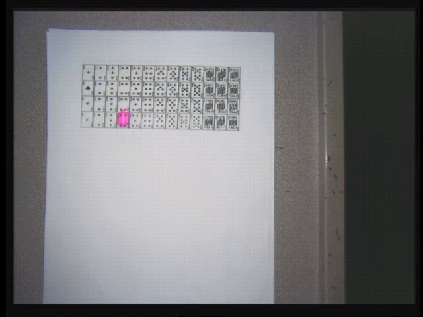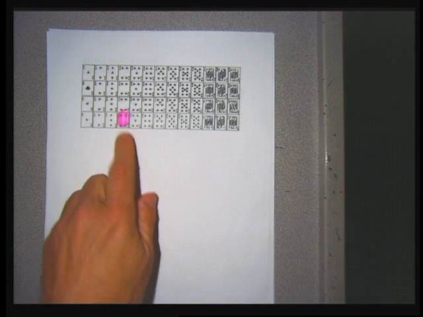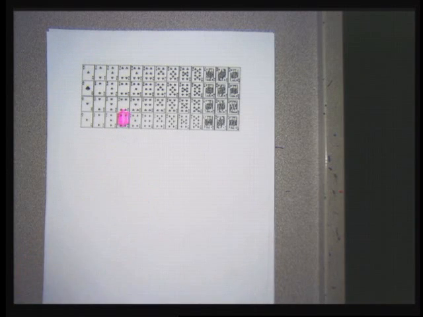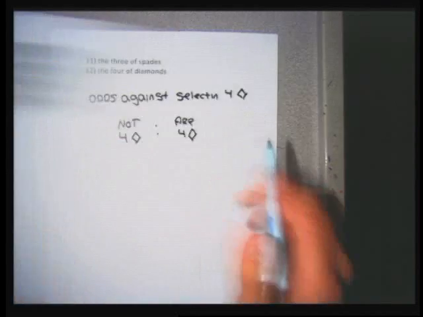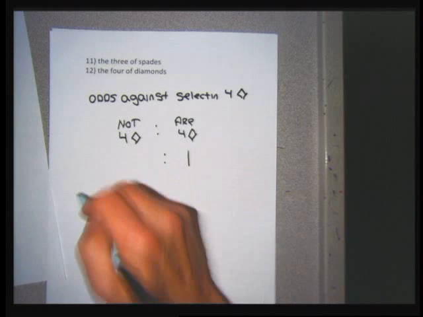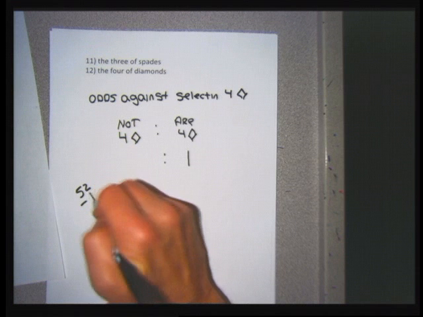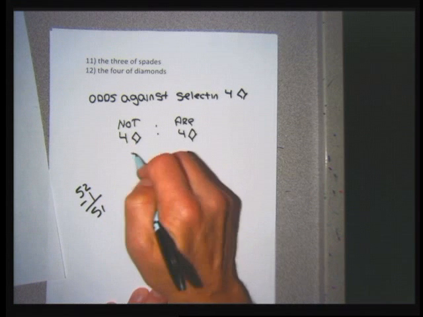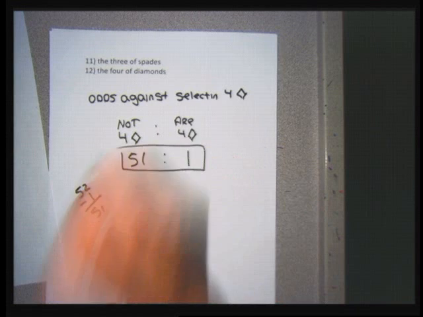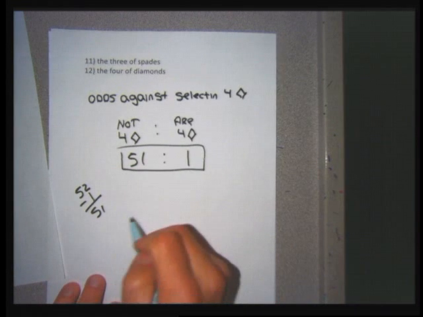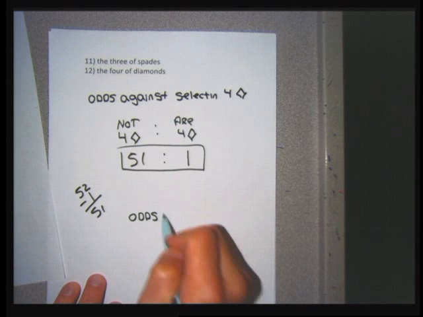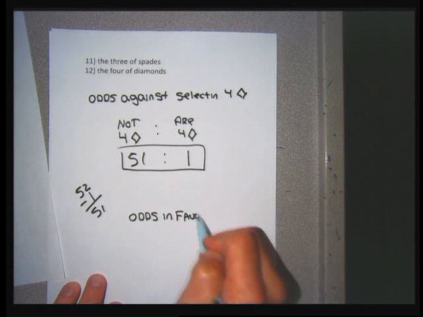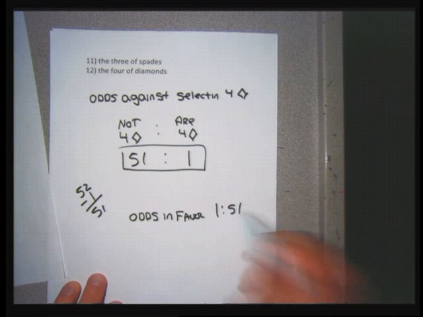Again, I can't imagine that's visible, but I've highlighted here the card that's the 4 of diamonds, and there's only one of them. So on the "are" side of this, there's going to be 1. And on the "not" side, I take the 52 total cards minus the 1 that fits the criteria, and I'm going to get 51. So the odds against selecting the 4 of diamonds is 51 to 1. And then the odds in favor are going to be the reciprocal of it, which is 1 to 51. Getting done with the card problems and then into some more complicated dice problems.